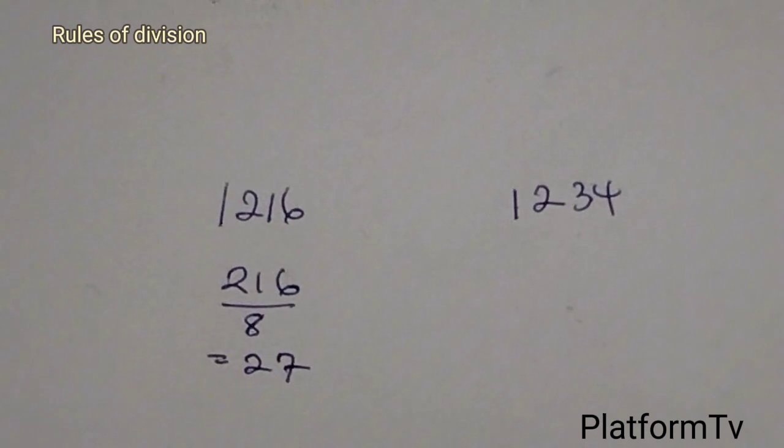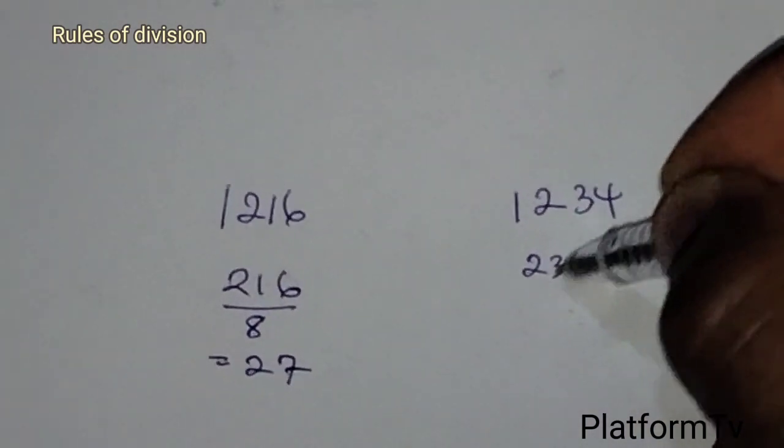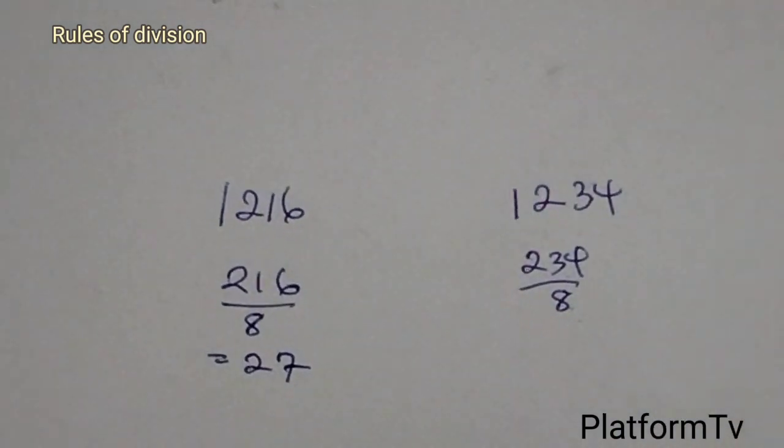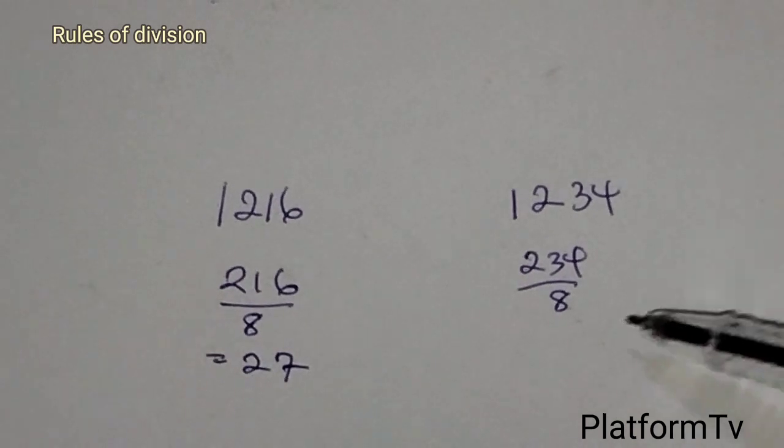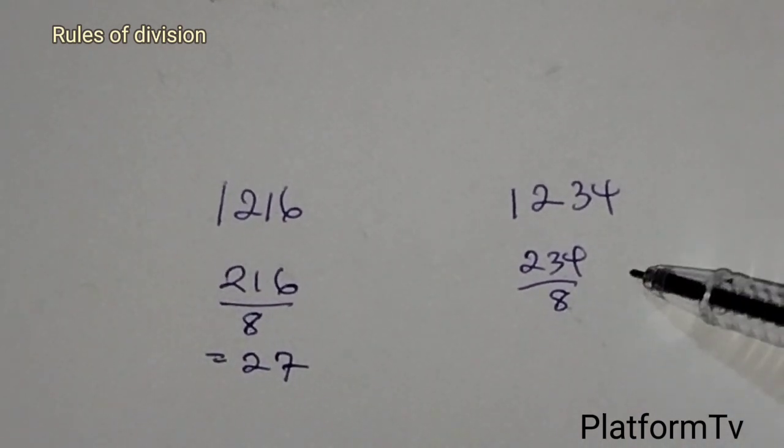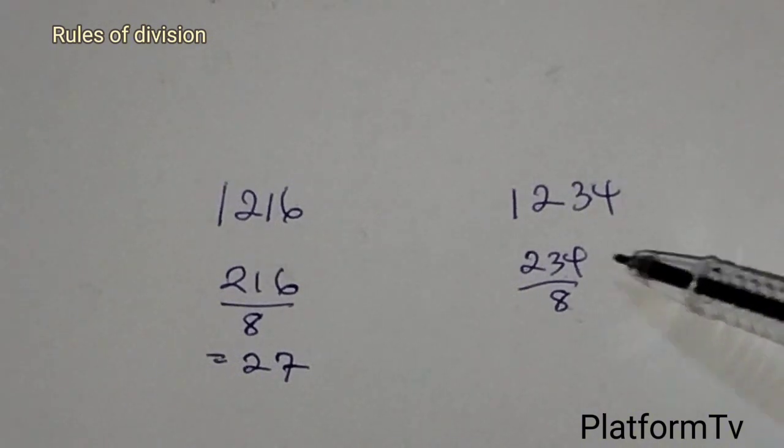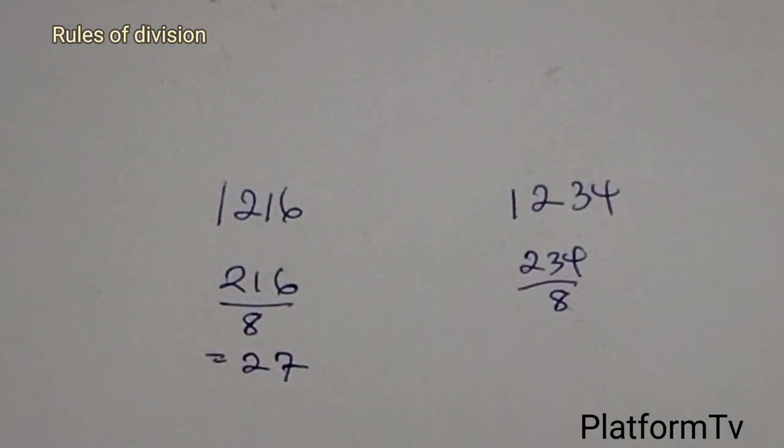Now, is 1234 divisible by 8? If I take 234 over 8, right? My answer will not turn out to be a whole number. Therefore, 1234 is not divisible by 8. 1216 is divisible by 8, but 1234 is not divisible by 8.